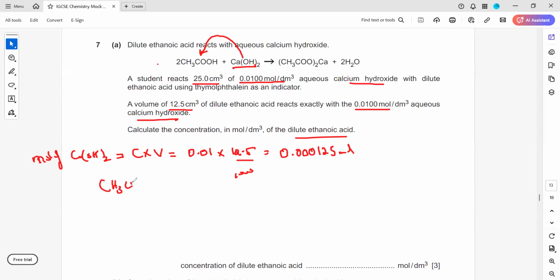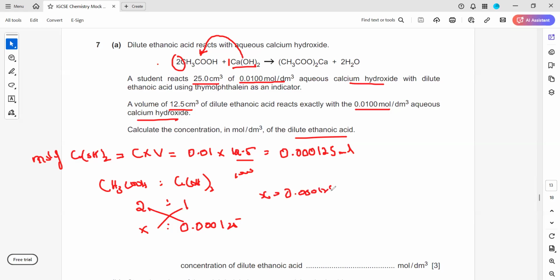According to the equation, ethanoic acid and calcium hydroxide, what is the ratio? 2:1. If there are 2 moles, this will give 1. If we have calcium hydroxide, how many moles are there? 0.000125. So, how many moles are there? X. Cross multiply. So 0.000125 multiplied by 2. What are the number of the moles? 0.00250. Just double the number.